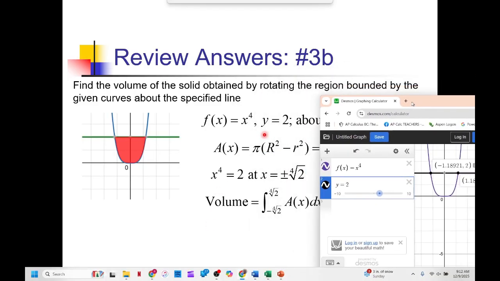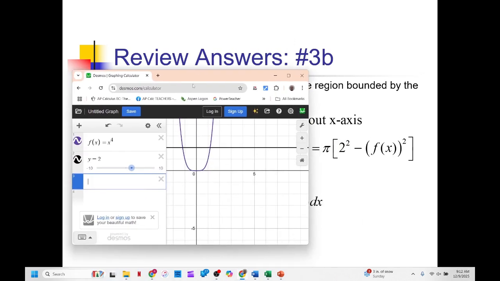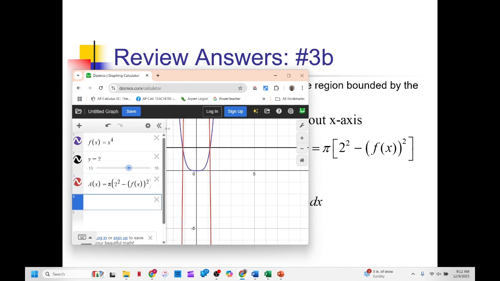All right, so let's see here. Let me get my a of x formula, and maybe if I move this over here, I'll be able to see it. There we go. Now I can see. So we have a of x equals pi, parentheses, 2 squared, which I know is 4, minus f of x, and square that, and then close the parentheses. So there's a of x.